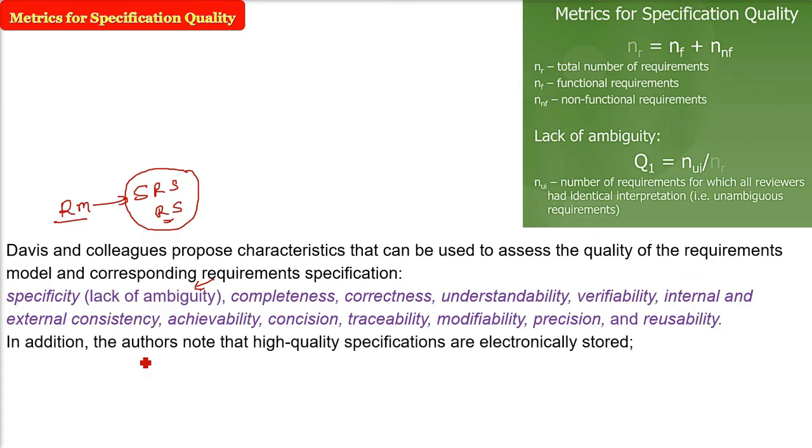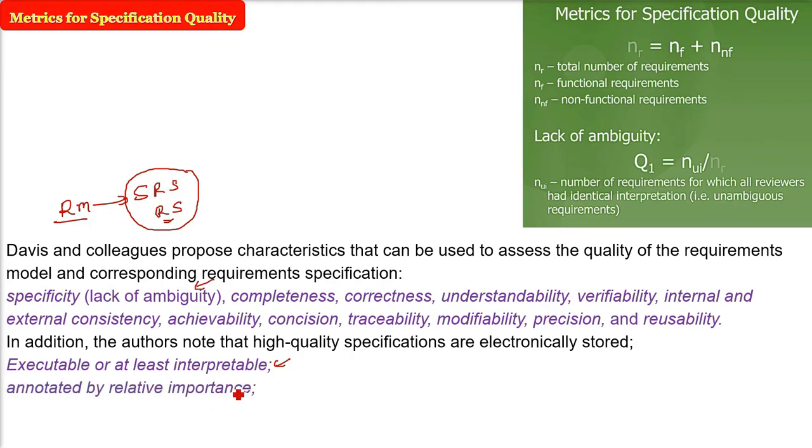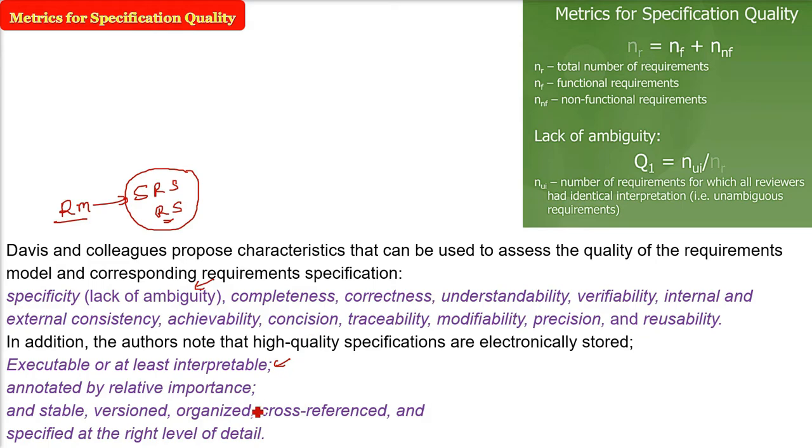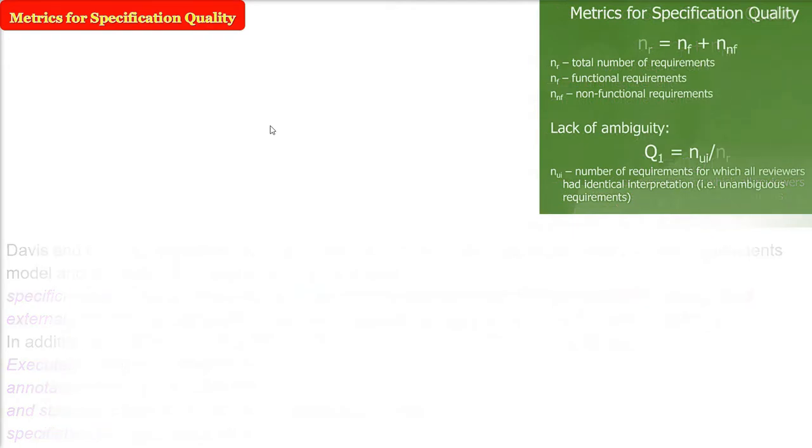Along with this, Mr. Davis and others also said that these high quality specifications are electronically stored. Whether they are able to execute, or if not, because the requirement model may not be executable, they are at least interpretable. And annotation should be given wherever it is admissible. And the SRS, or the model, should be stable, versioned, organized, cross-referenced. These are very important. And specified at the right level of detail, this documentation or the product specification.